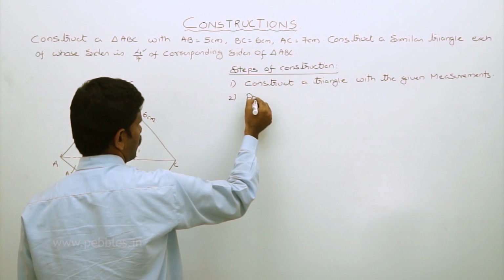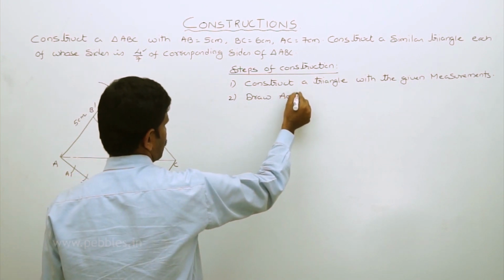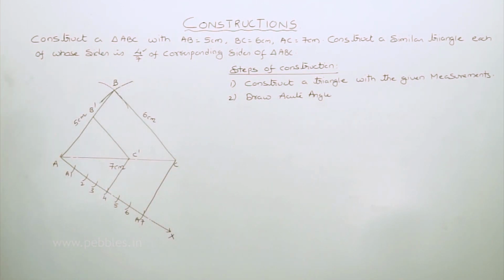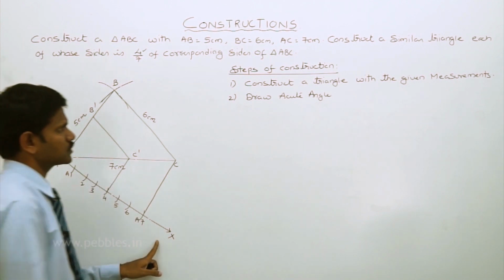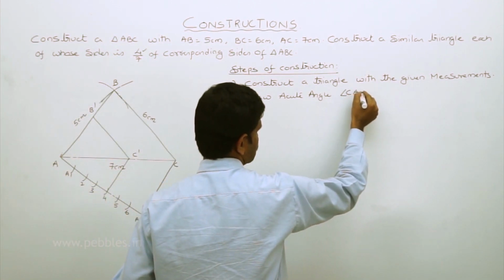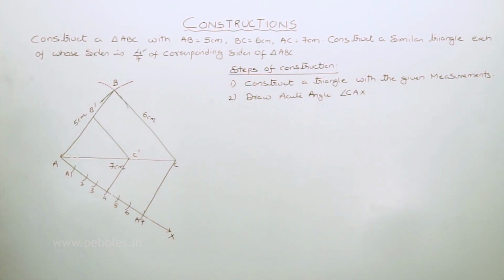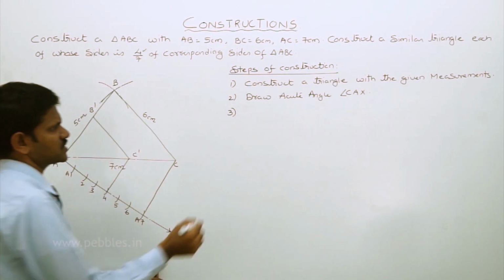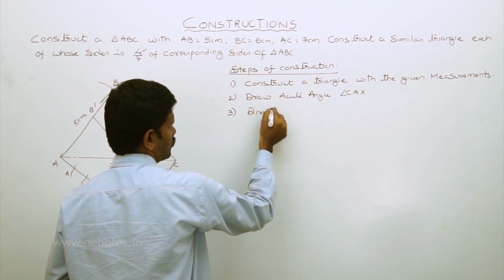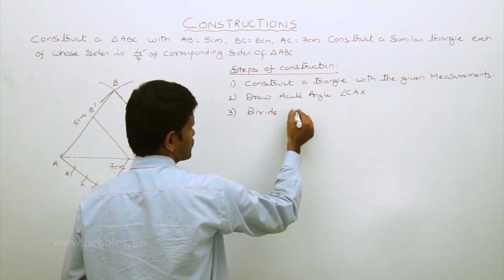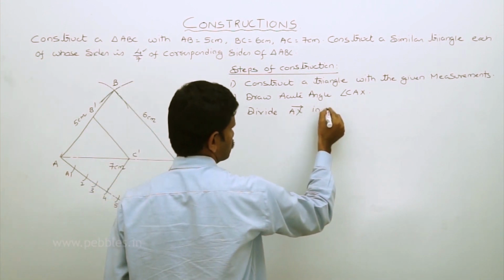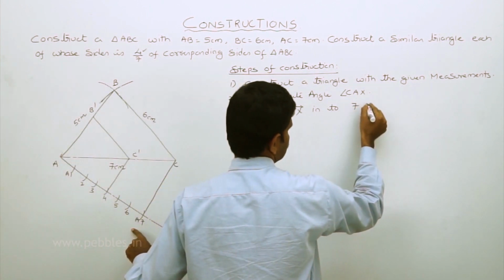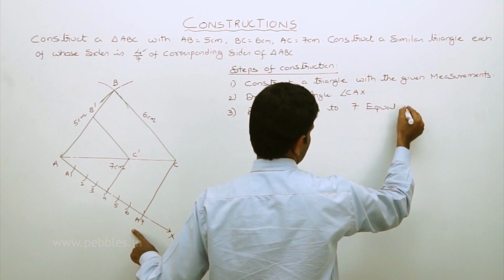Second, draw acute angle CAX. Third, divide AX, the ray, into 7 equal parts.